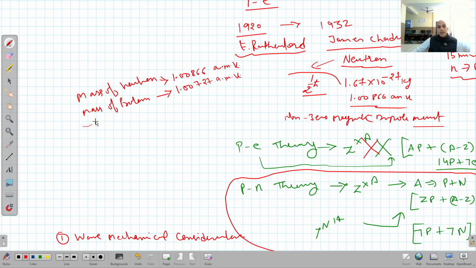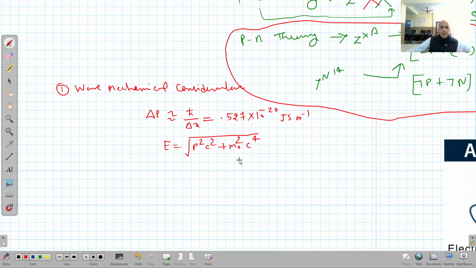So you can see here that the mass of proton is nearly the same as the mass of a neutron, although the mass of neutron is slightly greater than the mass of a proton. But we can consider them equal. So we can say neutron and proton are the same type of particle if we ignore the charge, right? So I was saying here in the wave mechanical consideration, this is the energy of a nucleon, whether it is neutron or proton.